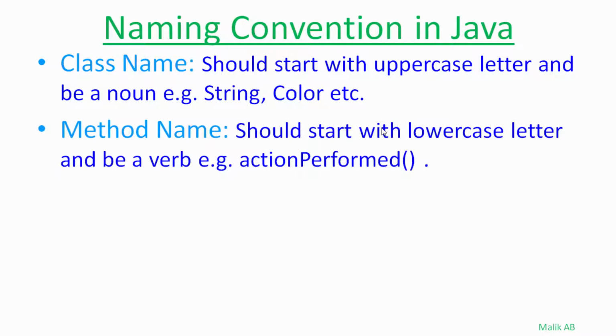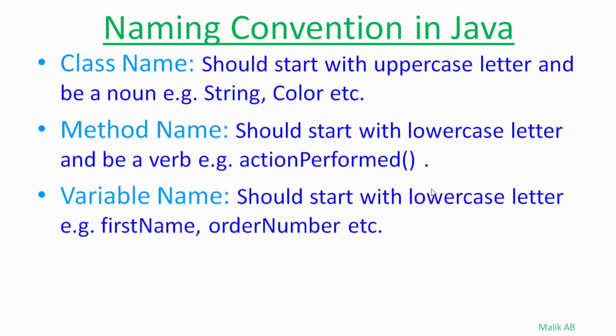For a method, we have the convention that it should start with a lowercase letter and it should be a verb. As you can see, actionPerformed, action starting with a lowercase letter. A variable name should start with a lowercase letter as well. As you can see, firstName, order, etc.